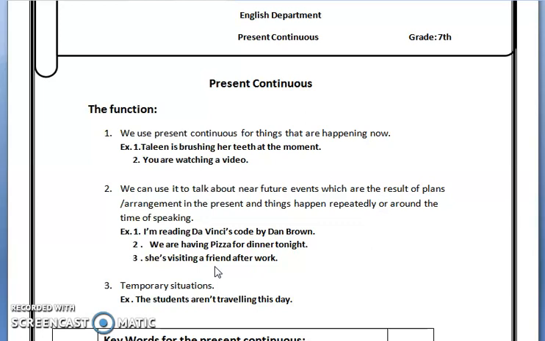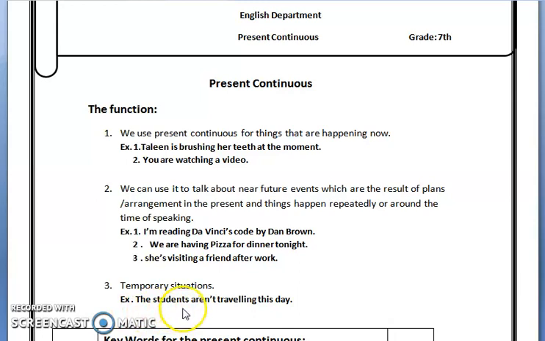But here, because we are using the present continuous, we can refer to the near future. So she is visiting a friend after work, and they all just tell you about the same sentence but with different functions, okay? So that's why it's divided into tenses. We will talk about this in details later, as I told you. So 3, temporary situations, the example.